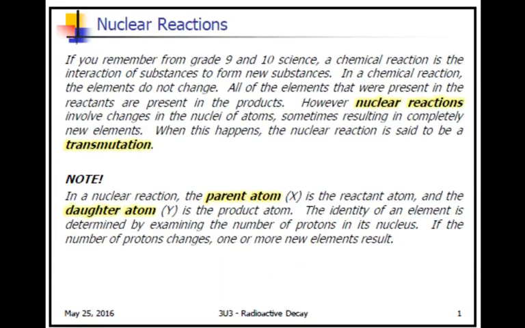So you might remember from your grade 9 or 10 science course, a chemical reaction is the interaction of substances to form new substances. In a chemical reaction, the elements do not change. All of the elements that were present in the reactants are present in the products. However, nuclear reactions involve changes in the nuclei of atoms, and they sometimes result in completely new elements. When this happens, the nuclear reaction is said to be a transmutation.